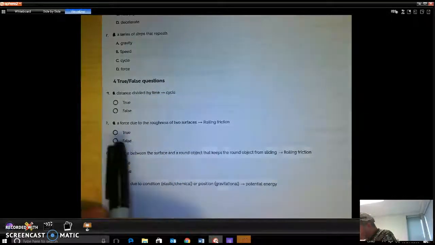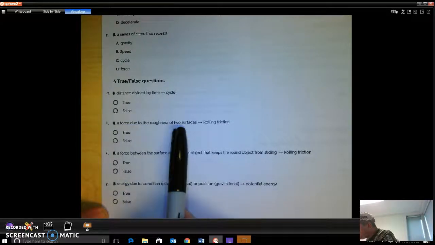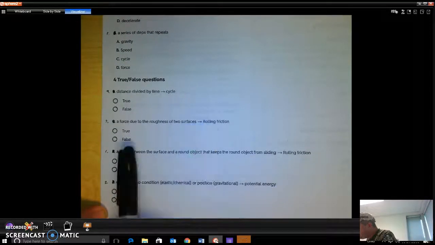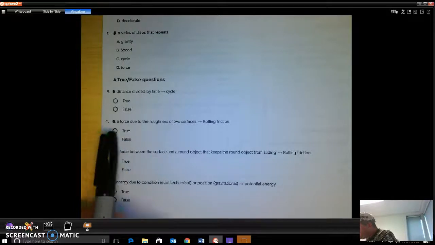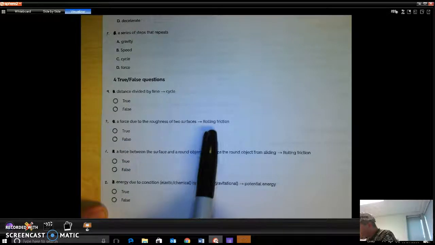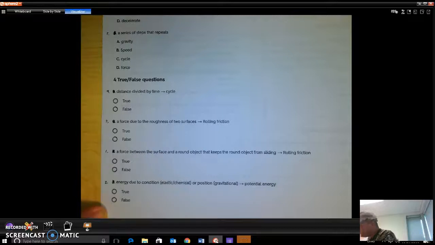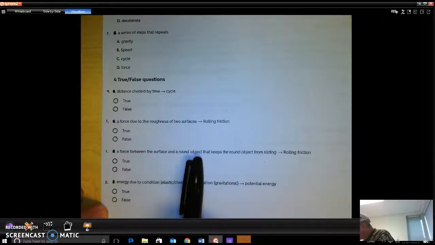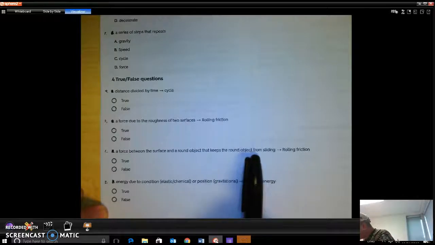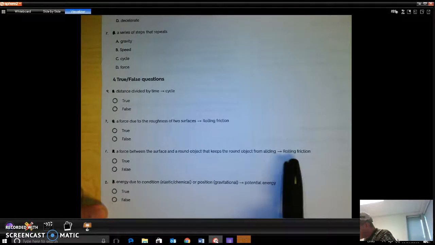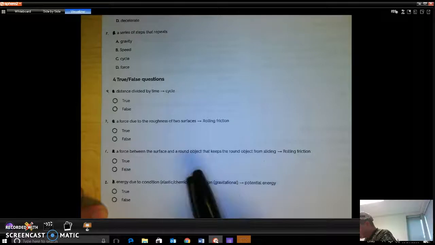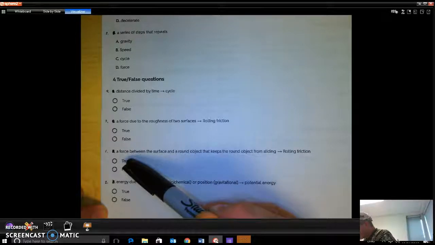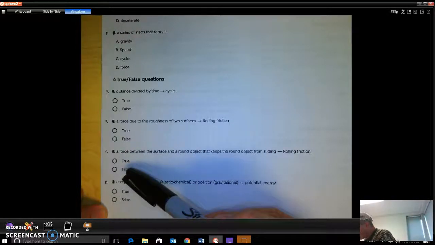Okay, next. A force due to roughness of two surfaces. Do you think that's rolling friction? If so, you'd mark true. If you do not believe it is rolling friction, then you would mark false. Take your best choice, and let's look at the next question. A force between the surface of a round object that keeps the round object from sliding. Do you believe that's rolling friction? If so, you'd mark true. If you disagree, you'd mark false.